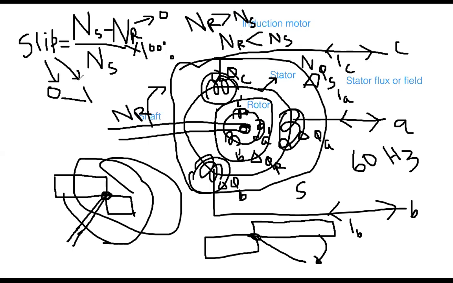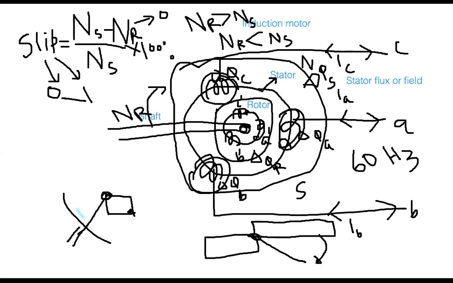Okay, so that everybody understood. And then, as I told you, by some arrangement, if you can make this speed greater than this one, meaning if you could make this situation where NR is greater than NS, then your slip value is getting negative. You will get a negative number. Under that condition, it will start working as a generator, meaning that it will start providing power.